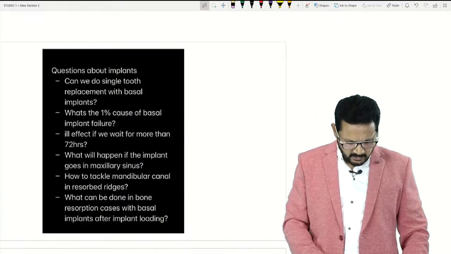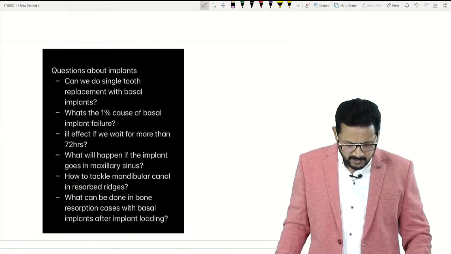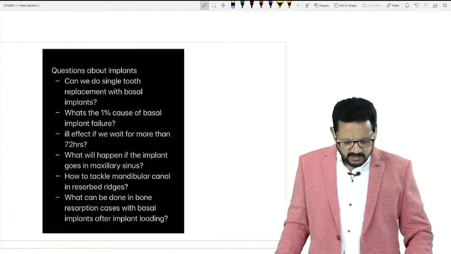Next is, how to tackle the mandibular canal in resorbed ridges. This is too early a question to ask. Why?